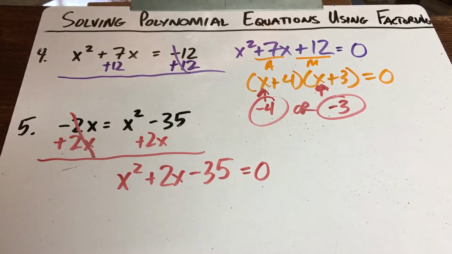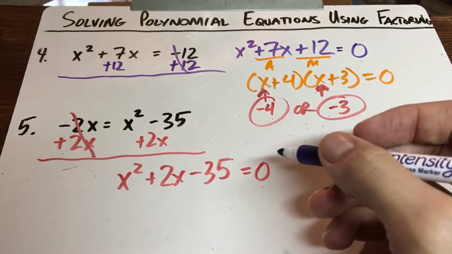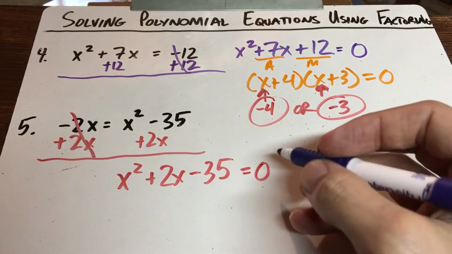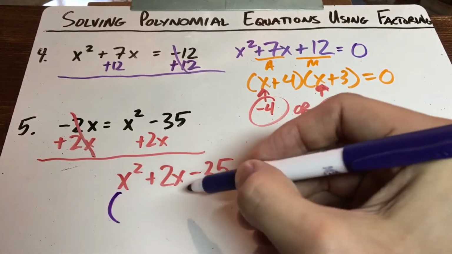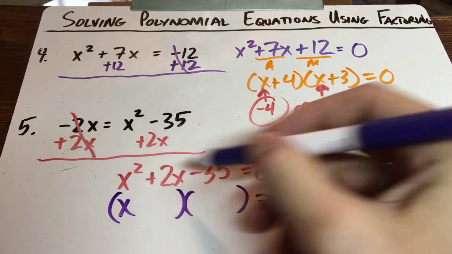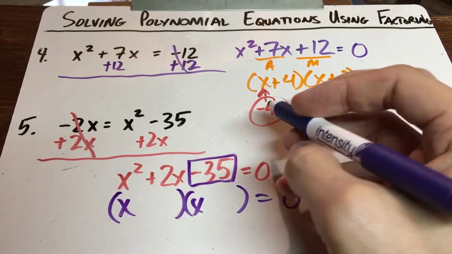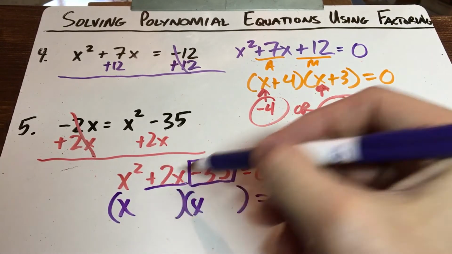Step 1, make it equal 0. Get all of the stuff, all of the terms on one side of the equal sign. Have the other side of the equal sign equal 0. Step 2, we want to factor it. Can I do 2 numbers? I know it's got to be x's in here because these are x's. Do I know 2 numbers that multiply together to equal -35 that would add up to equal +2?